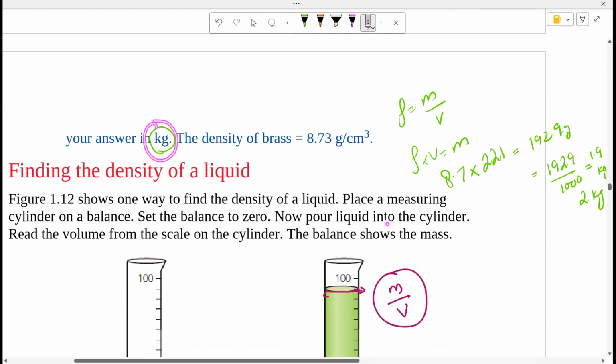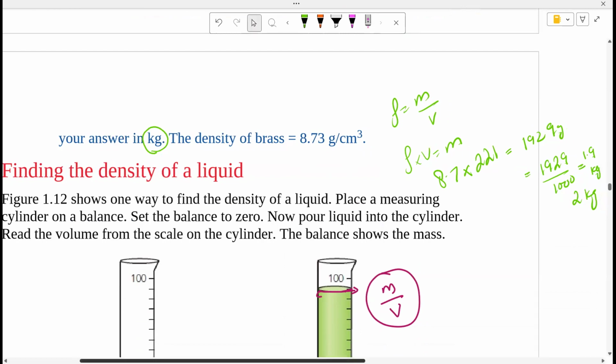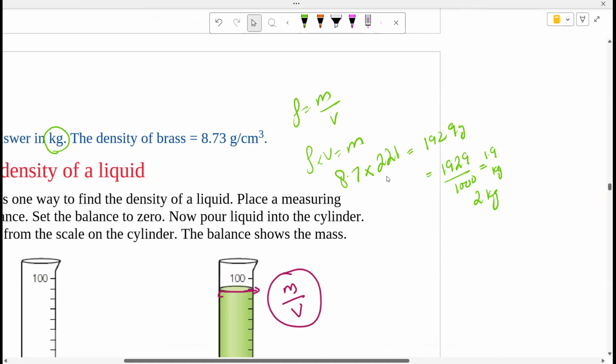They asked us to find out the mass in kilograms, so I'll divide it by 1000. It comes out to be 1.9 kilograms, rounded off to 2 kilograms.